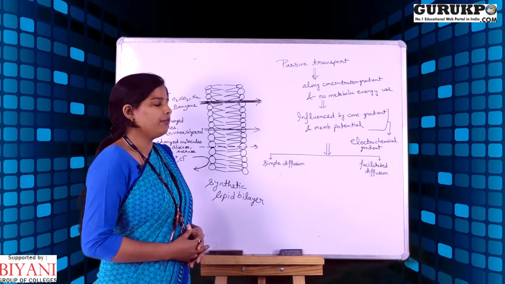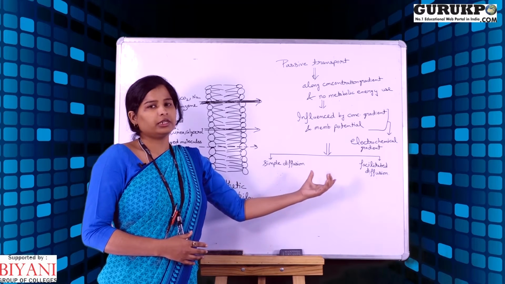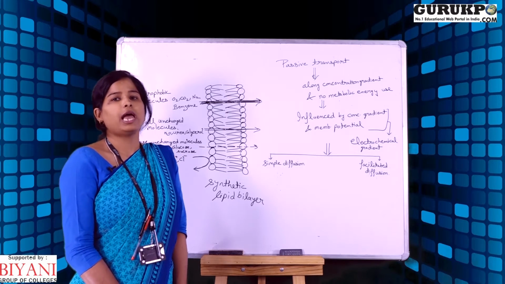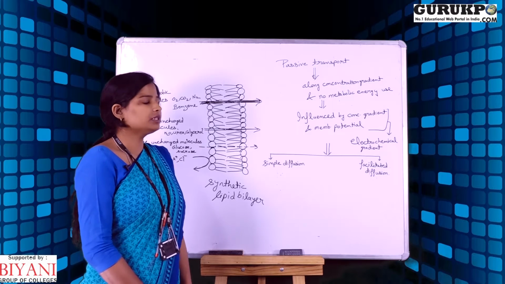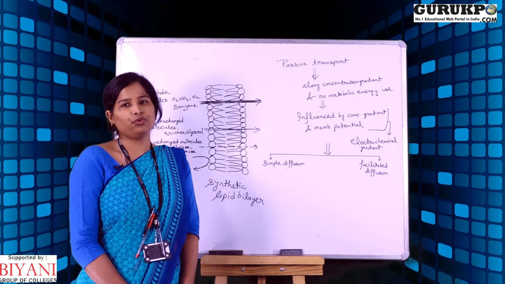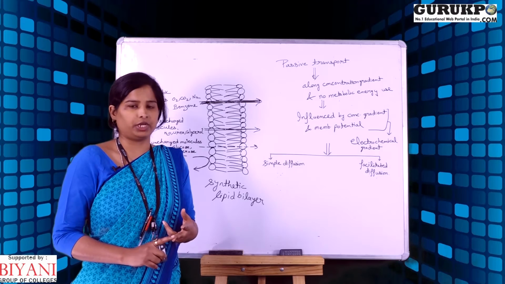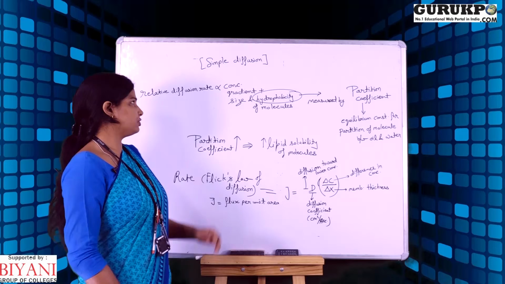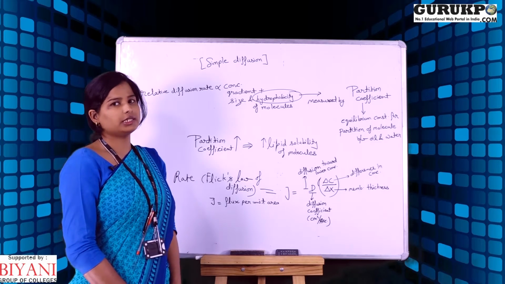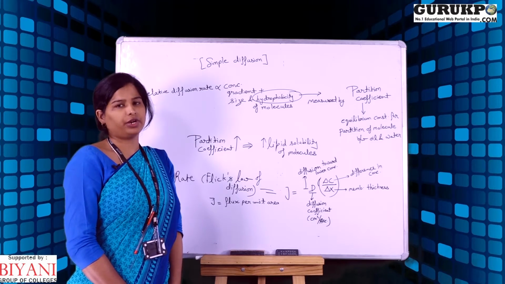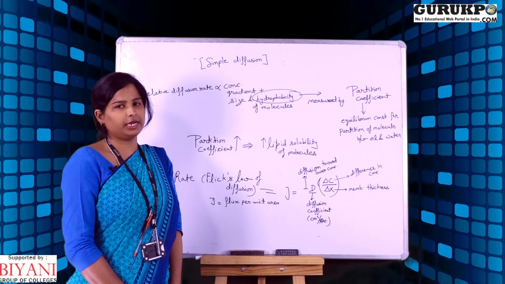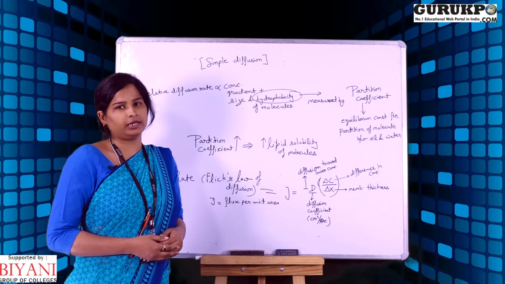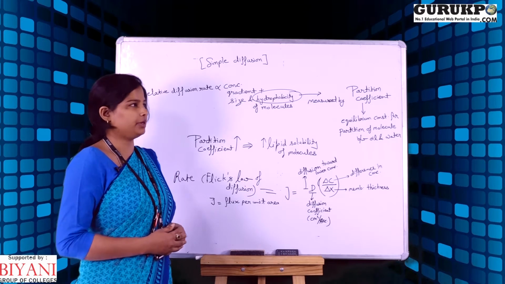membrane. But facilitated diffusion requires some proteins to facilitate the diffusion of molecules across the plasma membrane. These facilitating proteins may be of two types, carrier proteins and channel proteins. Now, first coming to the mechanism of simple diffusion. Simple diffusion is a non-selective method of transportation across the plasma membrane. It means any molecule which can dissolve in the phospholipid bilayer can easily move across the plasma membrane.